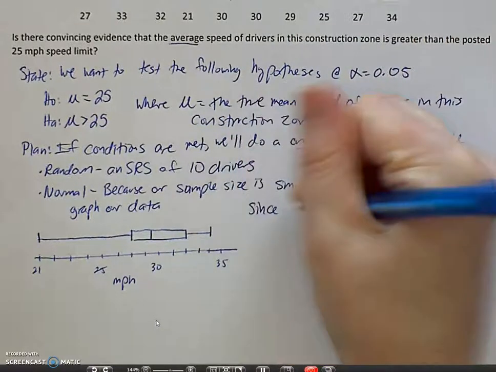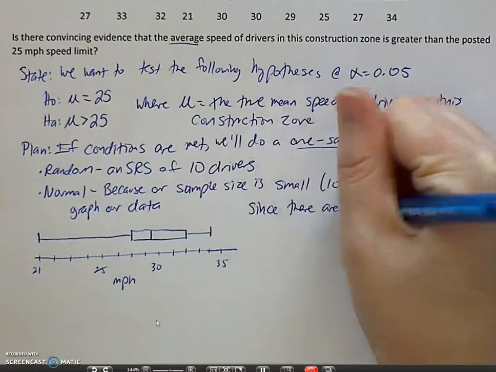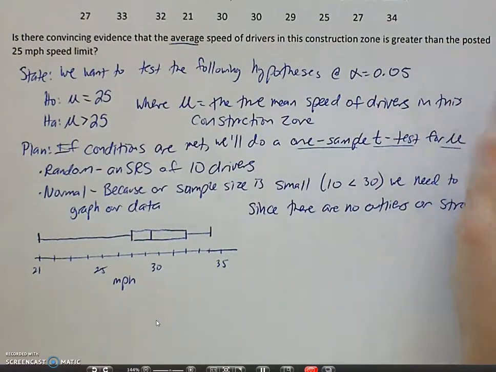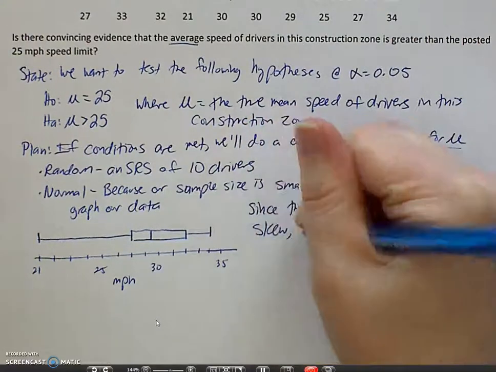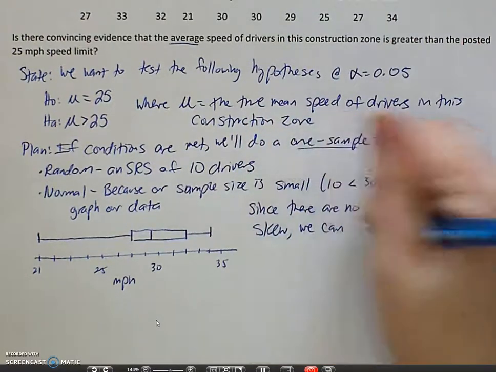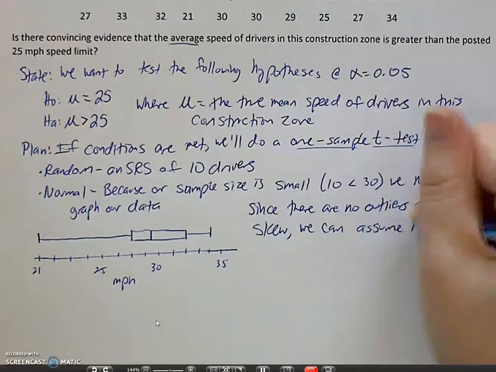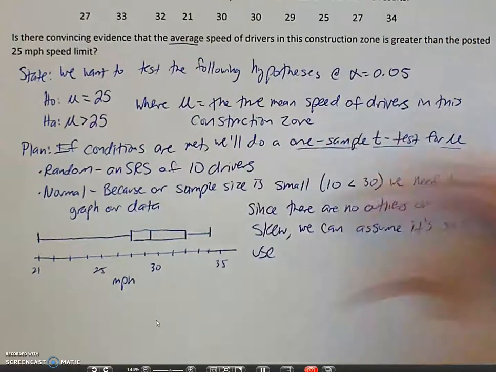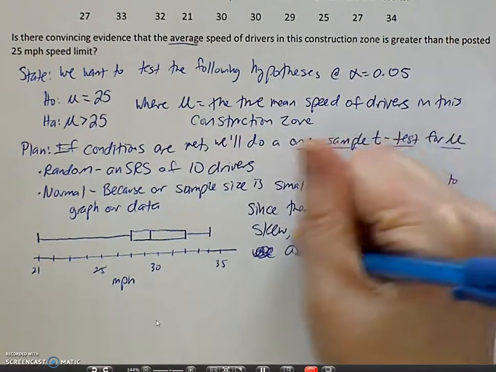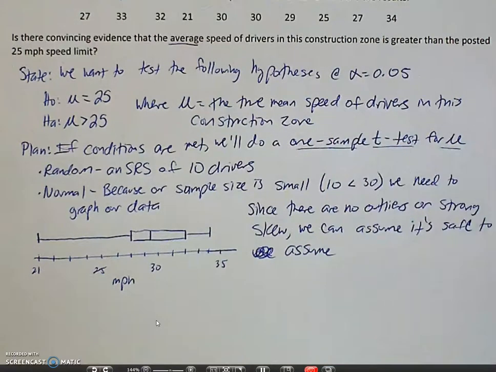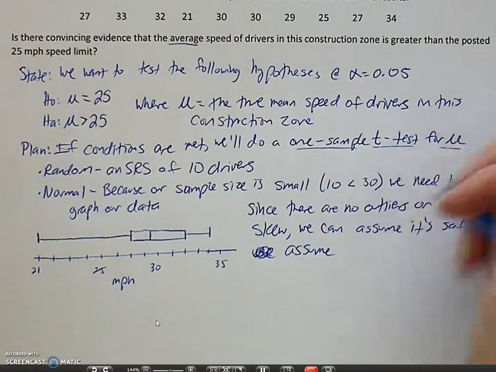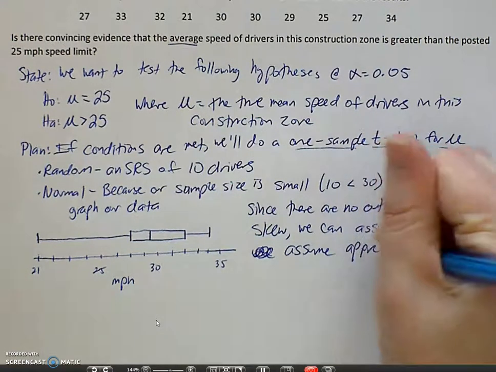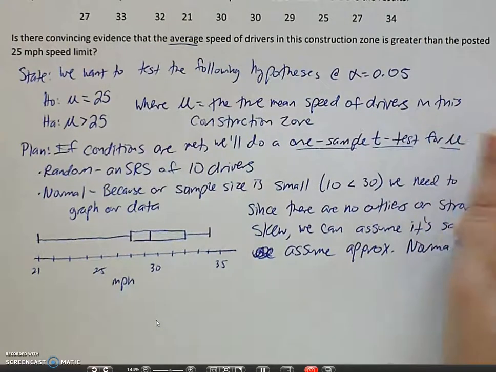So we can say since there are no outliers or strong skew, we can assume it's safe to assume, that's a little redundant, but you know what I mean, that we are approximately normal here. Okay.